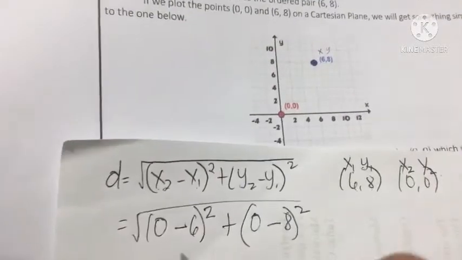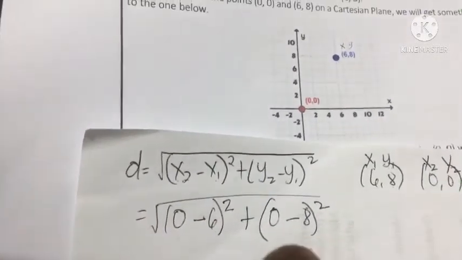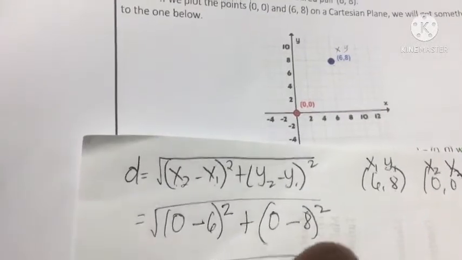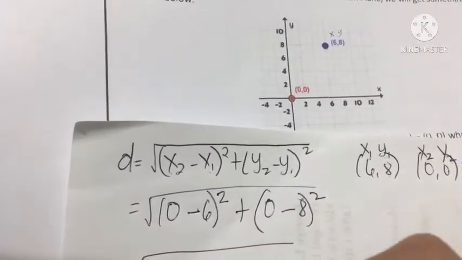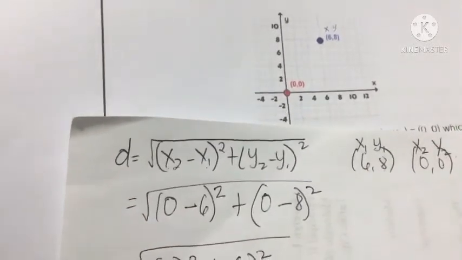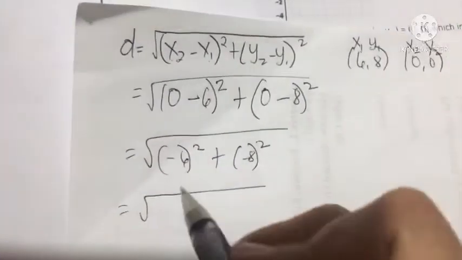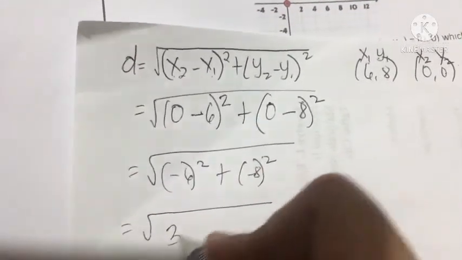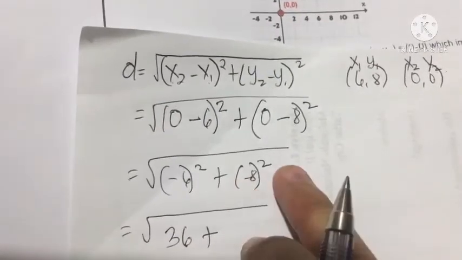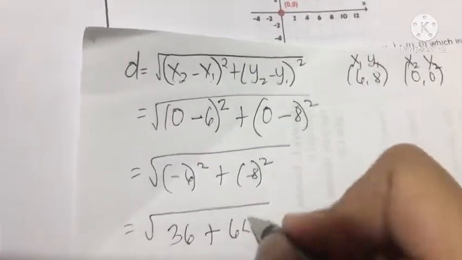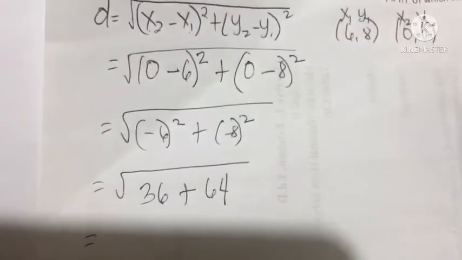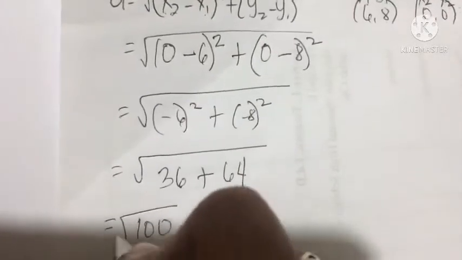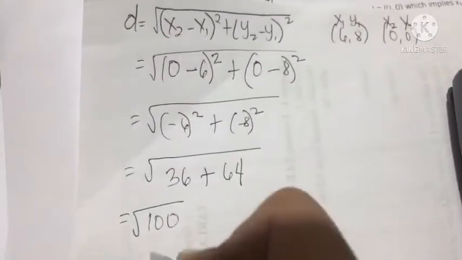Then squared. Then solve. Isosolve muna natin yung nasa loob. 0 minus 6 is what? Negative 6 squared. Plus 0 minus 8 is negative 8 raised to 2. Then, square root ng negative 6 squared is equal to 36 plus negative 8 squared is equal to 64. Then, 36 plus 64 is ilan? 100. Then, anong square root ng 100? Ang square root ng 100 is 10.